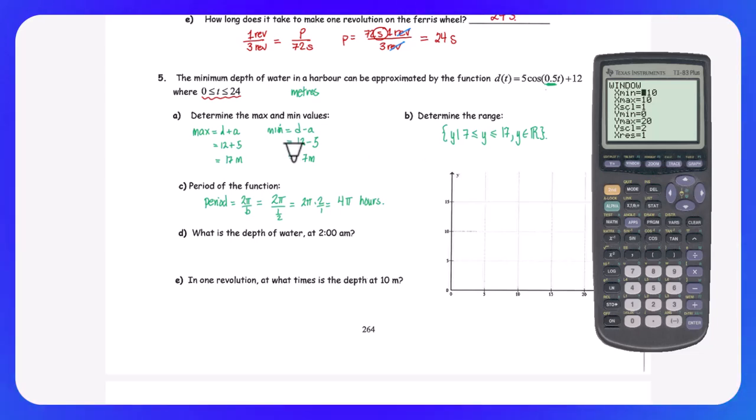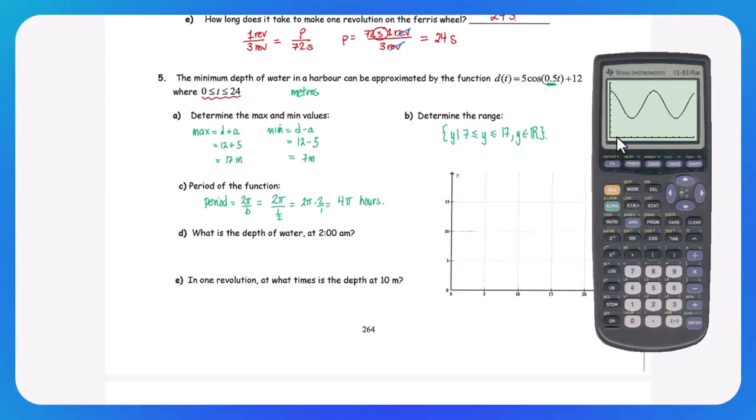They also tell us the x value or the time. It's 0 to 24. So I'm going to say 0 to 24. I'm also going to change my scale to 2. Notice I did it with the Y as well. Now I'm going to hit graph. Oh, there we go. Got our graph. Way to go. Now, this is from 0 to 24.